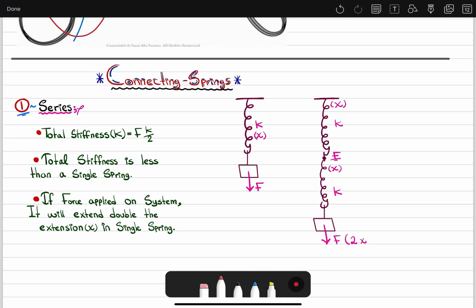Connecting springs. So you can connect springs in two ways. We will go through both of them briefly: series and parallel. Series is when you connect the springs up and down. So basically this is K and X, constant and extension. The total stiffness of series is K over 2. Total stiffness is less than a single spring. If the force is applied in a system, it will extend double the extension of a single spring, okay?